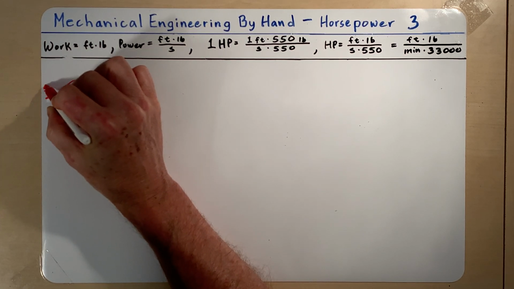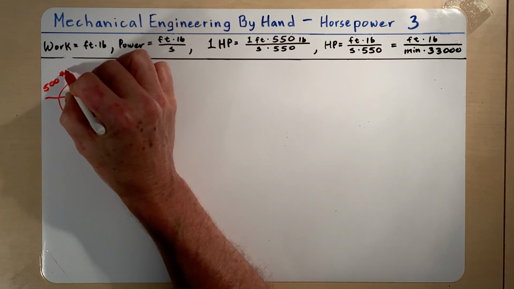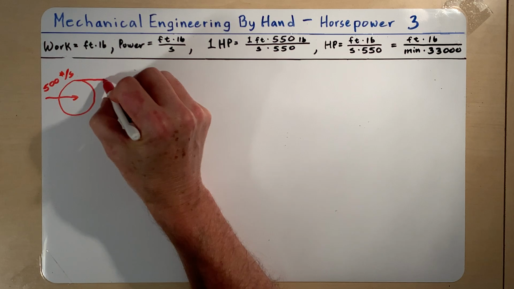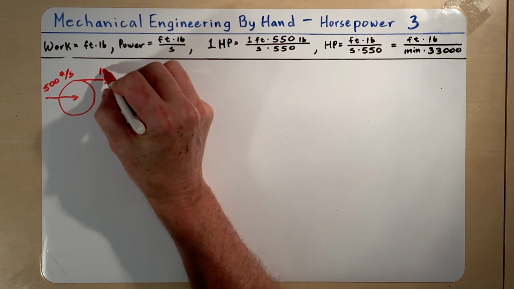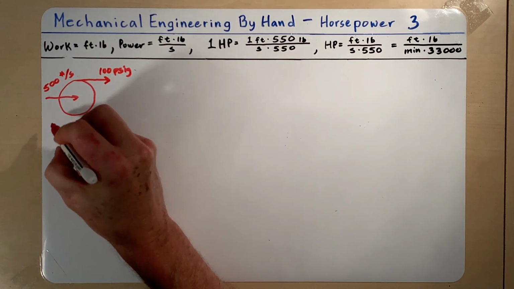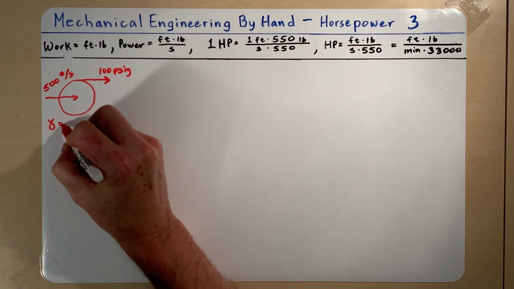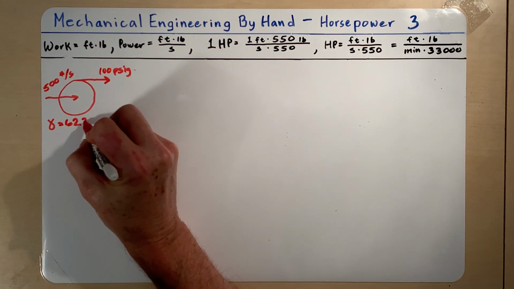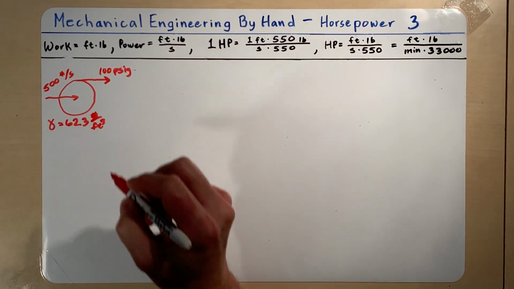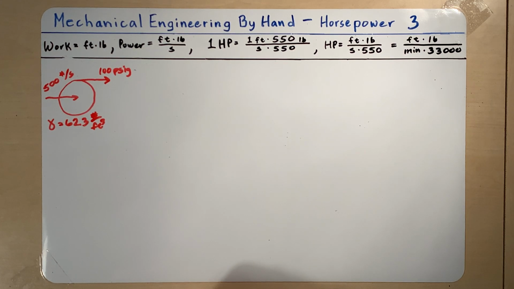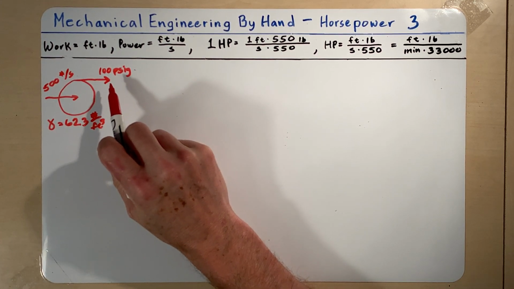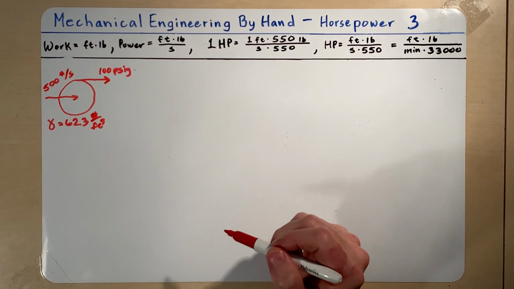Let's say we have 500 pounds per second going into the pump at 0 psig, and then our discharge is 100 psig, and this is water, so our specific weight is 62.3 pounds per foot cubed. Okay, we need to convert this pressure to feet of water so that we can use our equation.